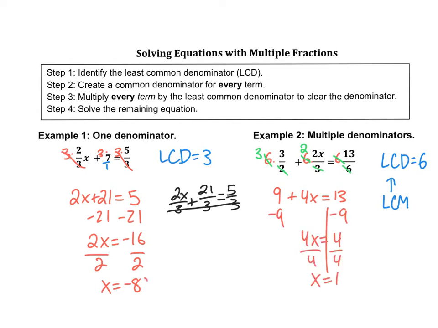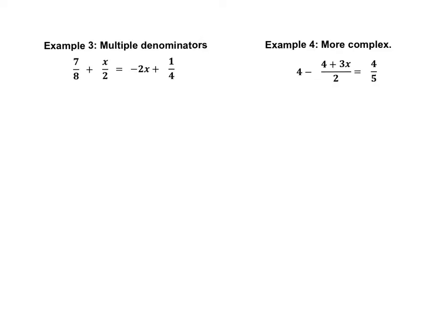Because this video is focusing on clearing fractions, I'm not explaining my steps once we get to a two-step equation. The main focus here is to figure out how to get rid of the multiple denominators. Keep in mind that if you were to check this solution x equals 1, you'd want to check it in your original equation here in case you made a mistake with the fractions. Let's continue with a more complex example.